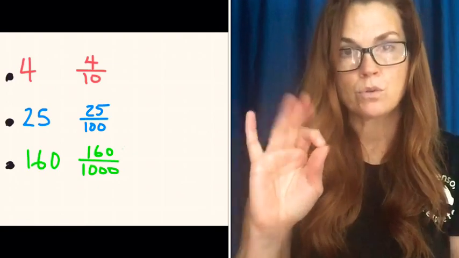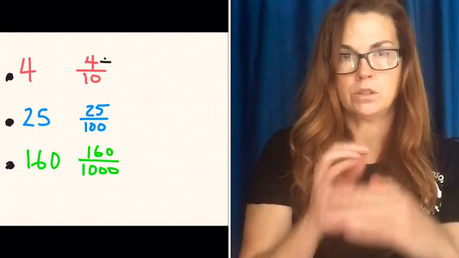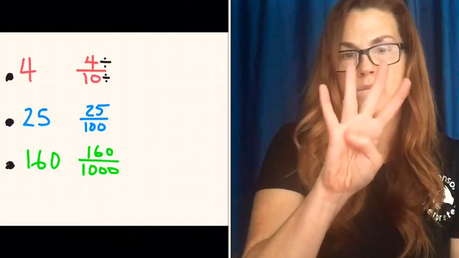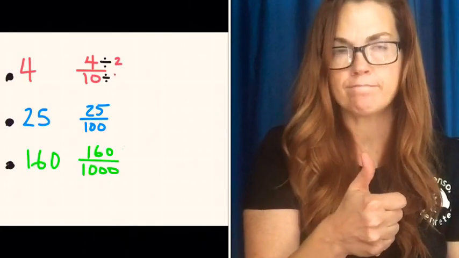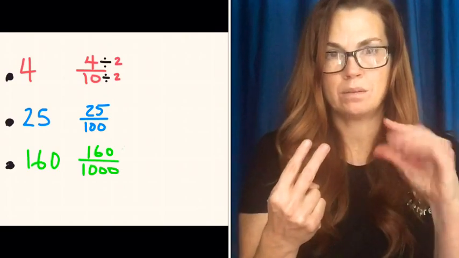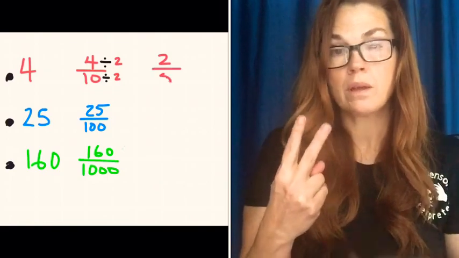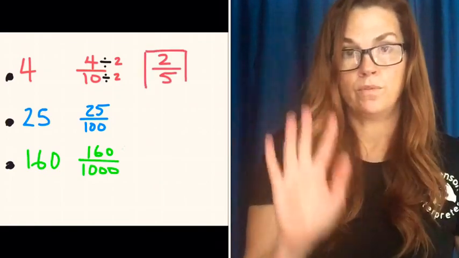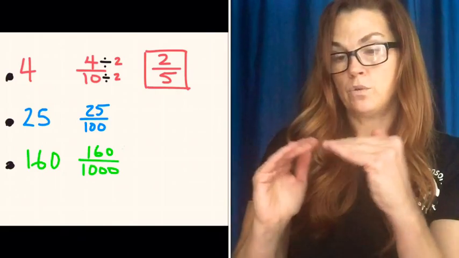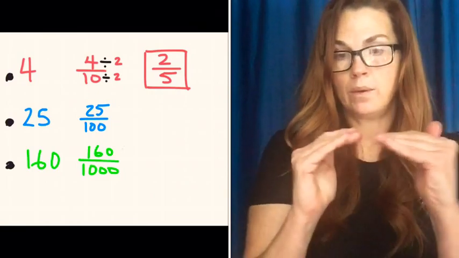Now, simplifying these fractions, I see that 4 and 10 share the greatest common factor of 2. And that if I were to divide my numerator and denominator by 2, I would get a simplified fraction of 2/5. So that the fraction equivalent to the decimal 0.4 or 4 tenths is 2/5.